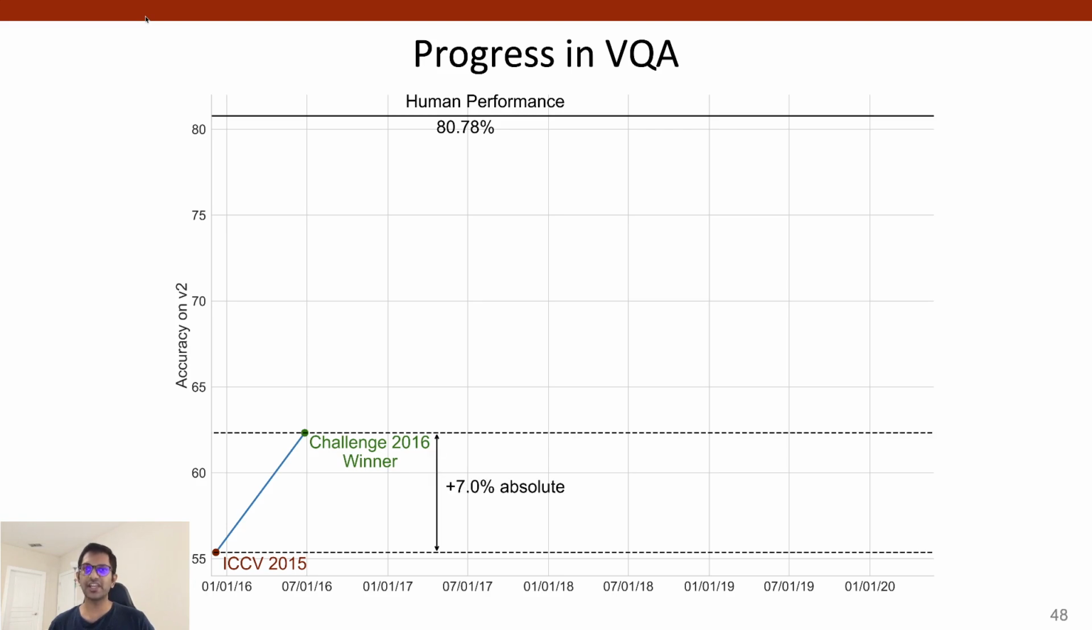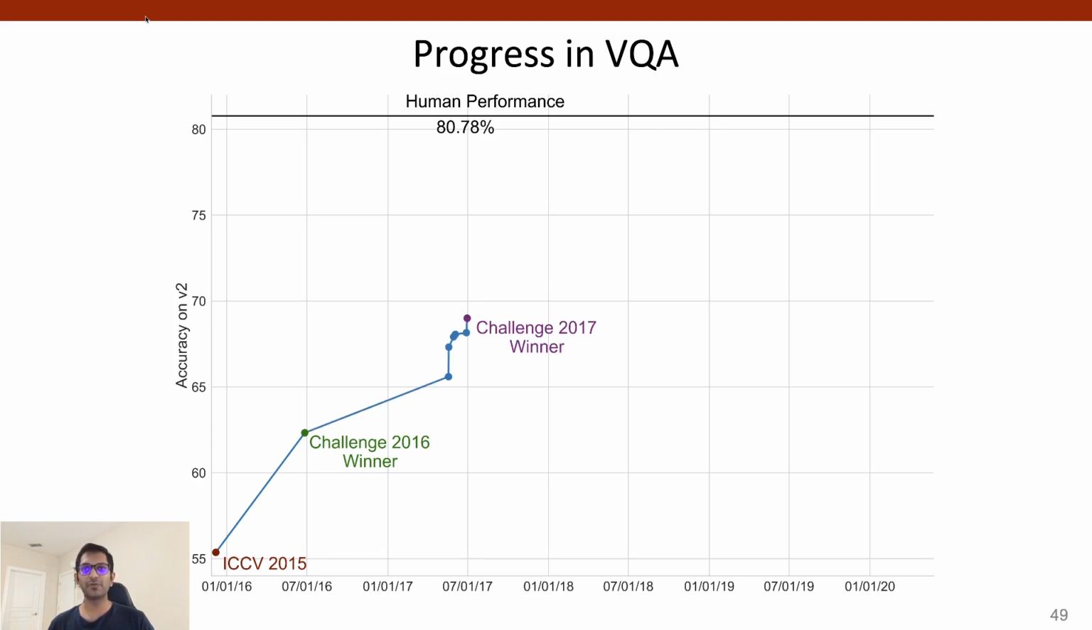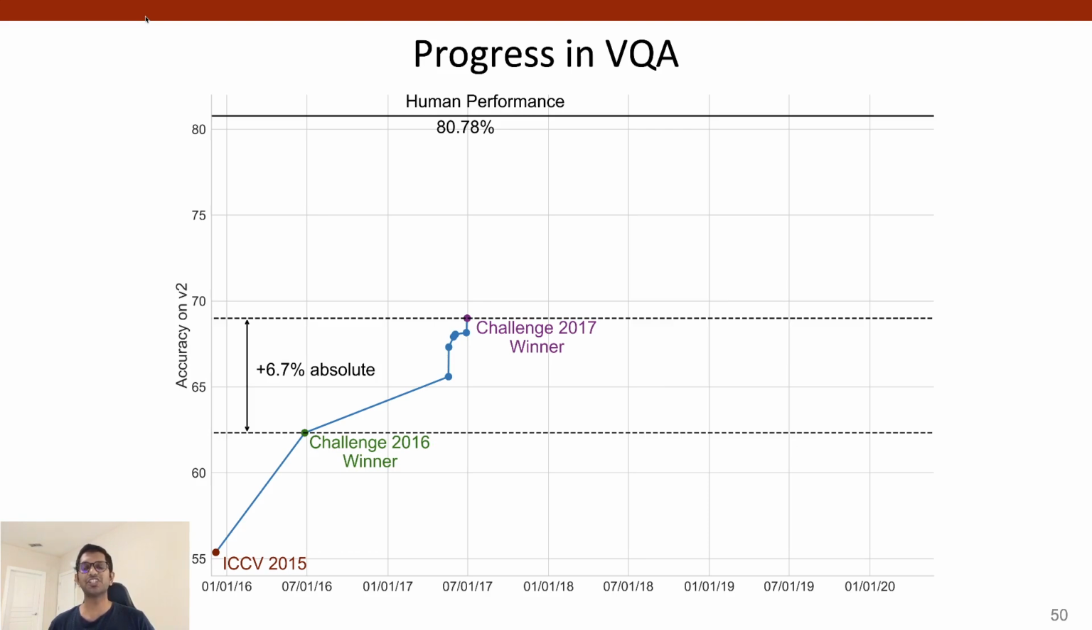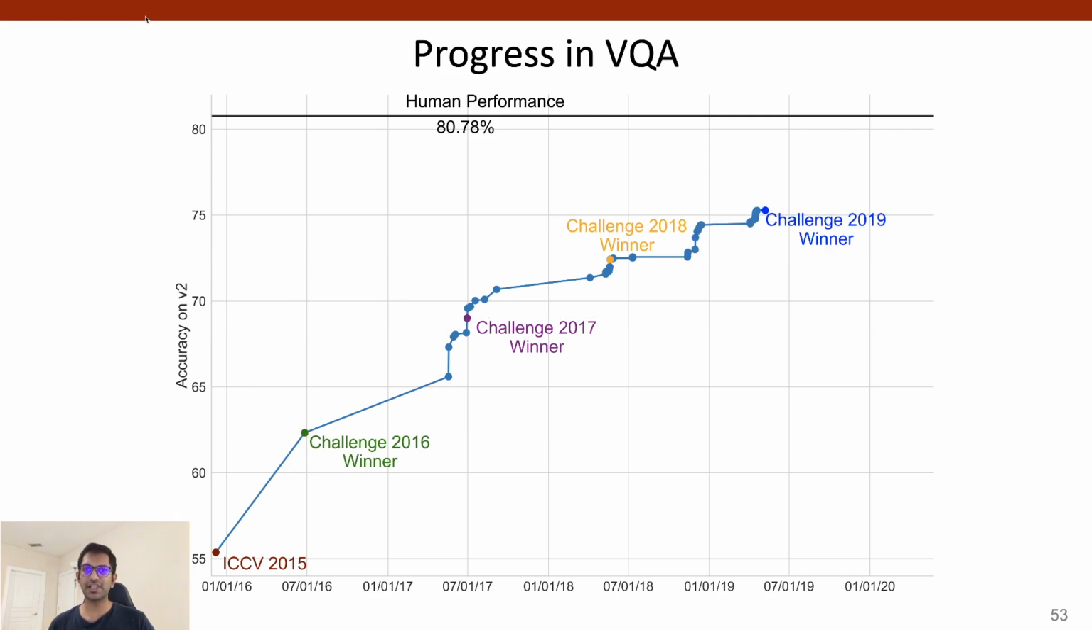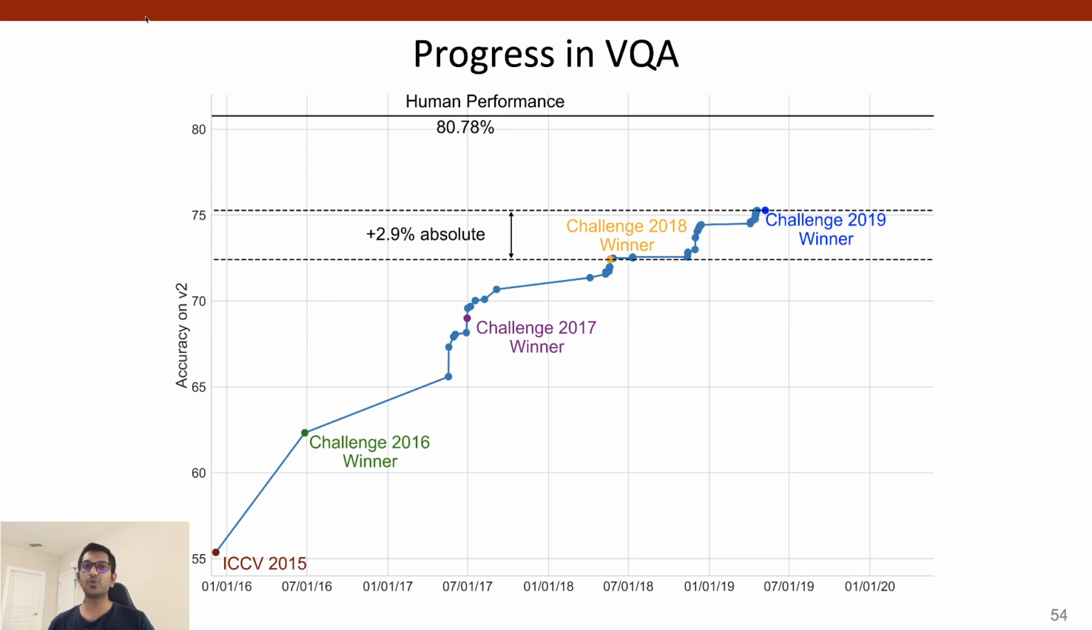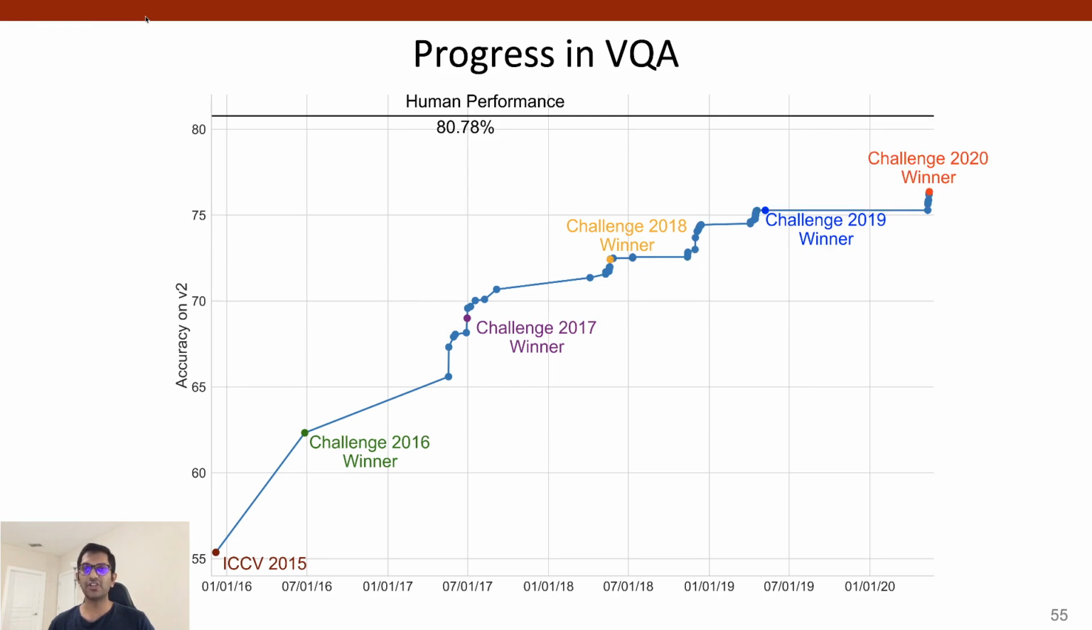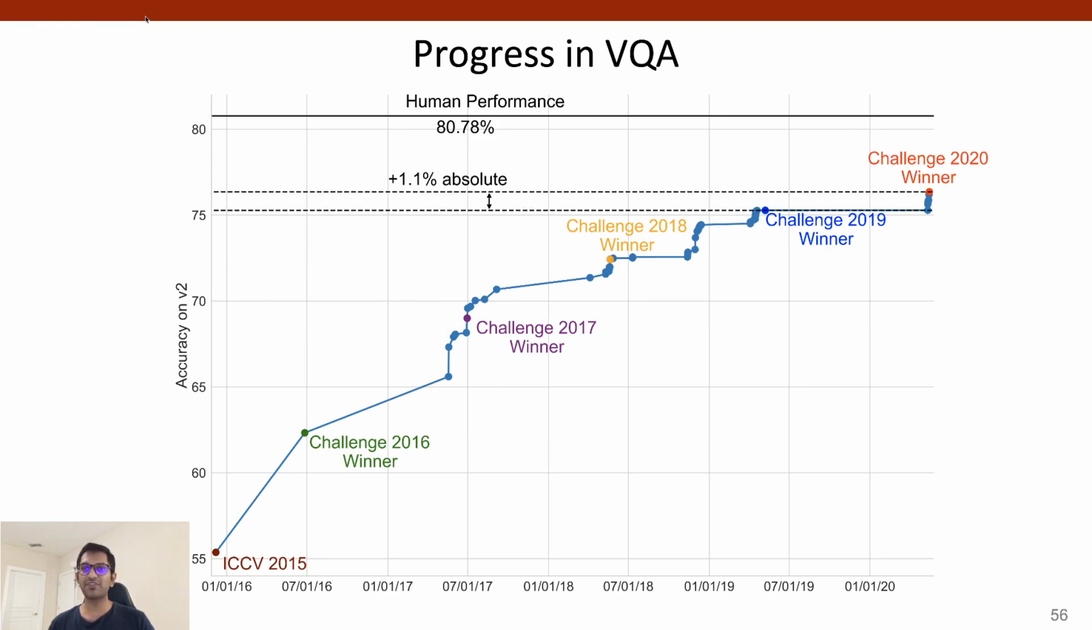During Challenge 2016, the accuracy improved by 7%, followed by the 2017 Challenge where the improvement was 6.7%, followed by Challenge 2018 with a 3.4% increase, followed by the 2019 Challenge with a 2.9% increase, and finally during this year's challenge the accuracy improved by 1.1%, going from 75.28 to 76.36, where the state of the art is right now. Understandably, the rate of improvement in performance is decreasing as we move closer to human performance. However, we are still consistently making progress each year.